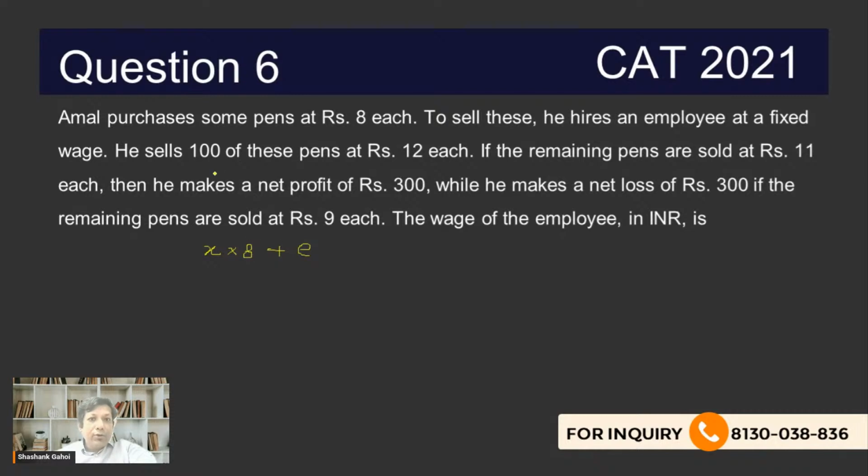Now, out of these, he sells 100 at 12 each. So out of X, he has two types of pens, 100 and X minus 100. These 100 pens he is selling at 12 rupees, and the remaining pens he is selling at 11 rupees. If he sells at 11 rupees, he makes a profit of 300. If instead of 11 he sells at 9, he makes a loss of 300.